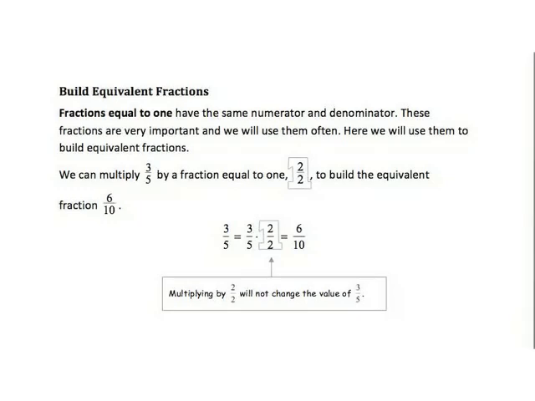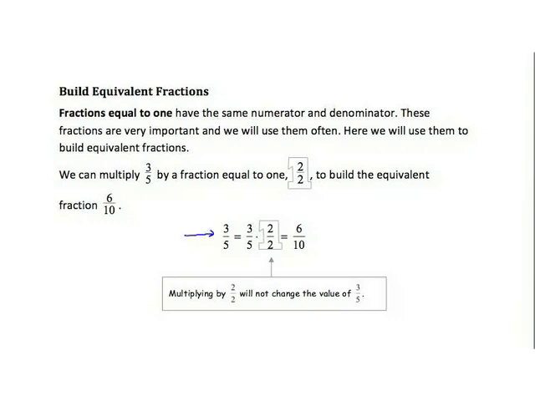Build equivalent fractions. Fractions equal to 1 have the same numerator and denominator. These fractions are very important, and we will use them often. Here we will use them to build equivalent fractions. We can multiply 3/5 by a fraction equal to 1, in this case 2/2, to build the equivalent fraction 6/10.